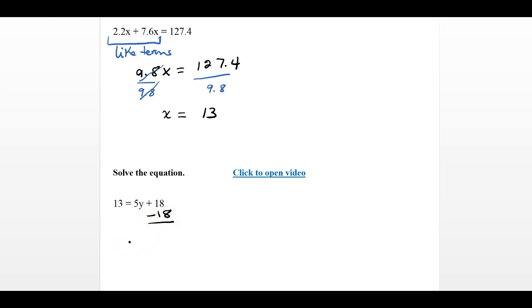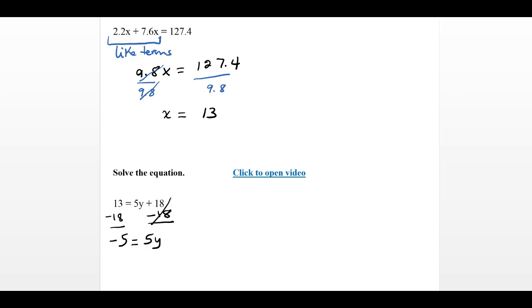Subtracting 18 undoes the addition of 18, which allows me to leave the variable term and its coefficient on this side of the equation. But we must remember, if I subtract a number from one side, I must subtract the same number from the opposite side of the equation. So the equal sign does not change its position. We bring down 13 minus 18, which leaves us with a negative 5, and that equals our variable term, which is 5y.